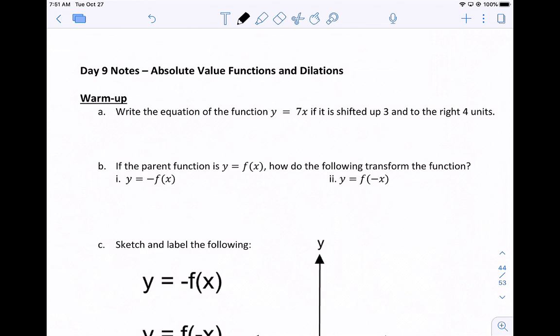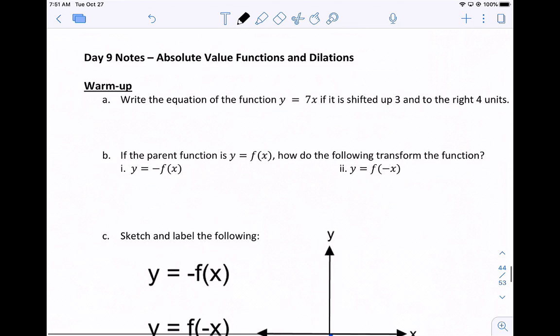We're going to talk about absolute value functions and dilations. Warm up. Write the equation of the function y equals 7x if it is shifted up 3 units and to the right 4 units. So in this particular problem, our equation is y equals 7x, our parent function.